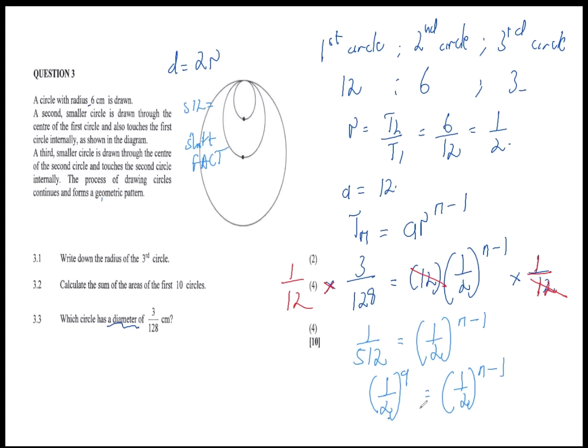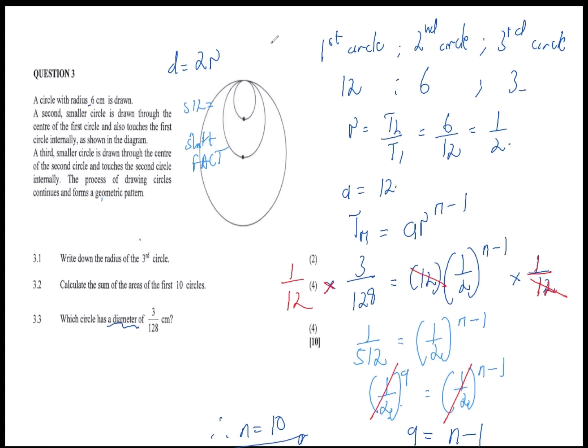Now the bases are the same. That means I do what? Drop the bases and equate the exponents. So I have 9 is equal to n minus 1. So transpose that over to this side. Therefore, my n will be equal to 10. So in other words, it's the 10th cycle that will have a diameter of 3 over 128 centimeters. Right, that's how you were supposed to calculate that.